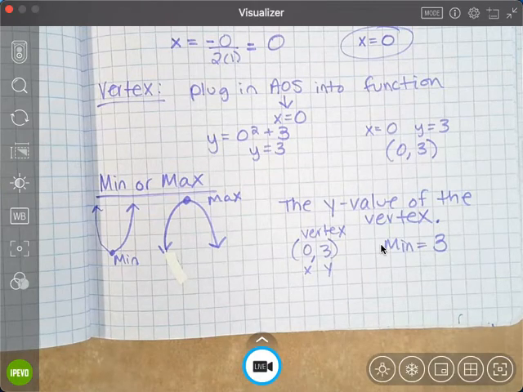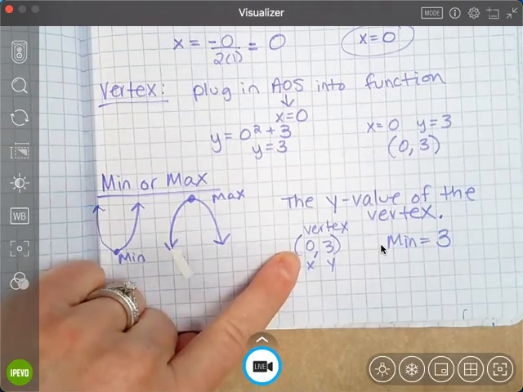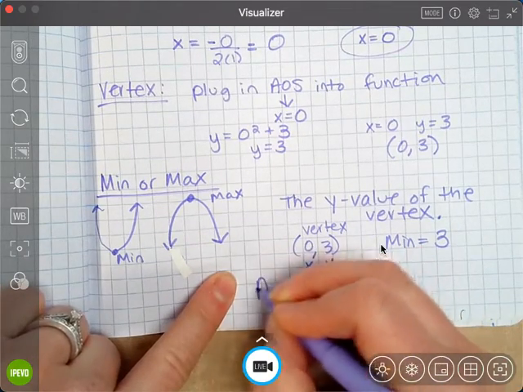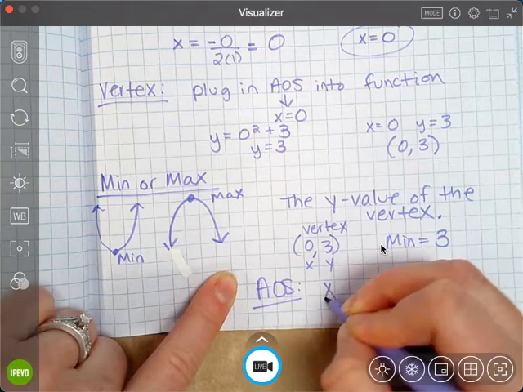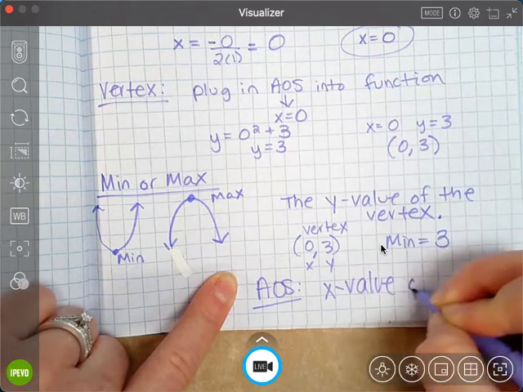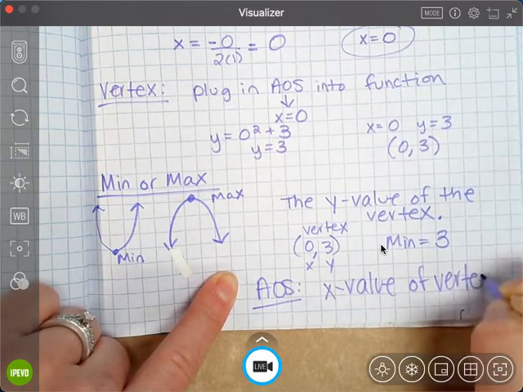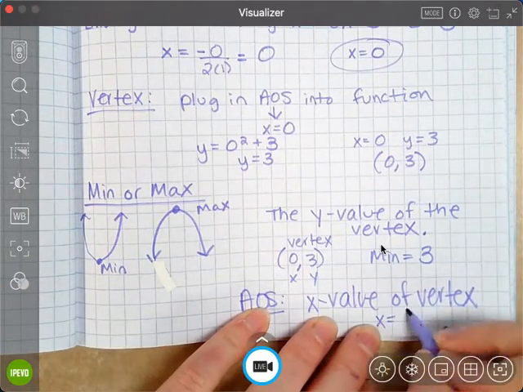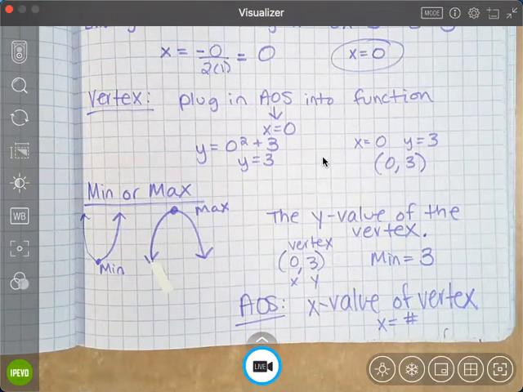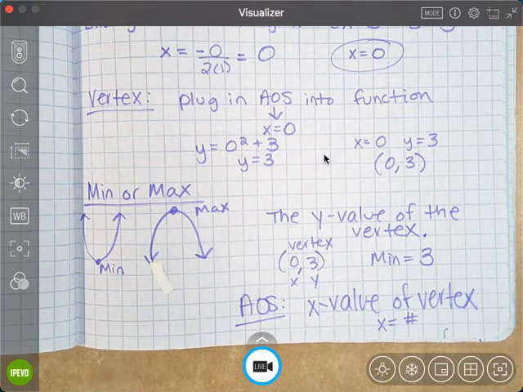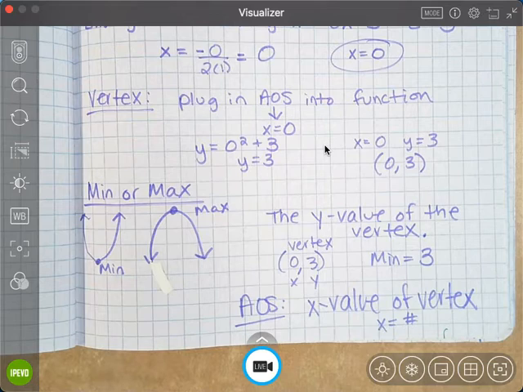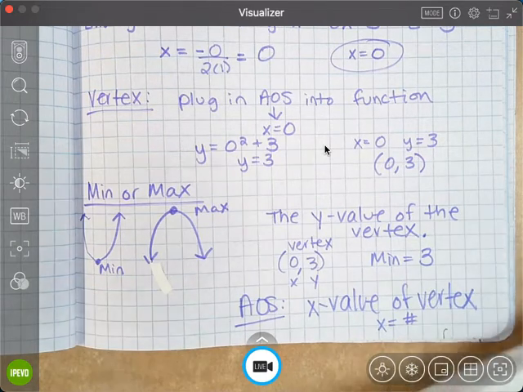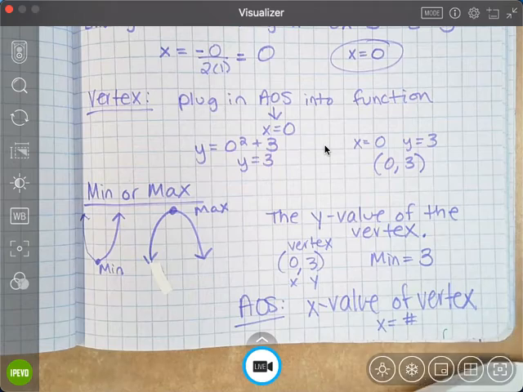And our axis of symmetry is actually the x value of the vertex. So AOS, x value of vertex. And you write it as x equals whatever that number is. So now your assignment is to finish the rest of that characteristics of quadratic functions practice.